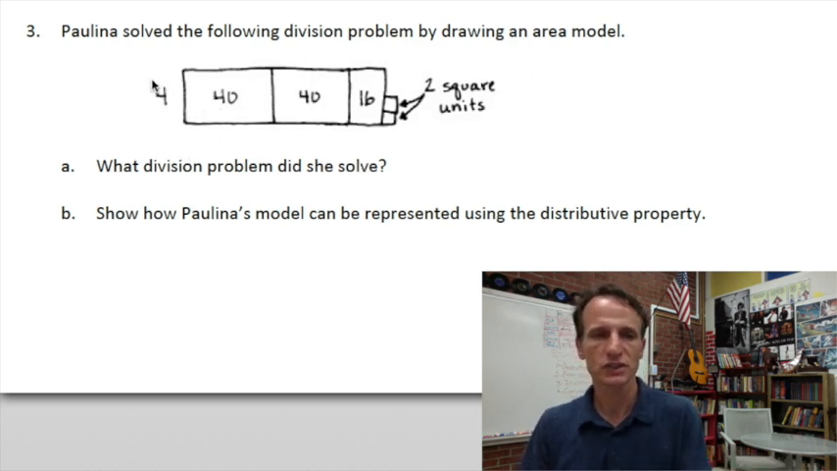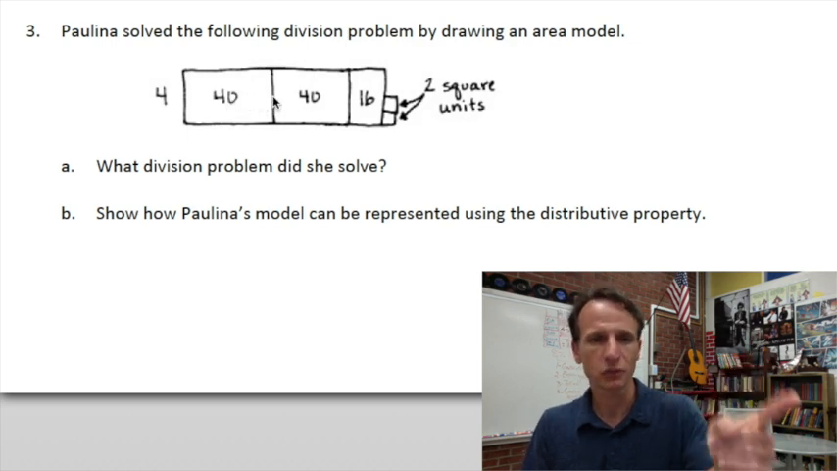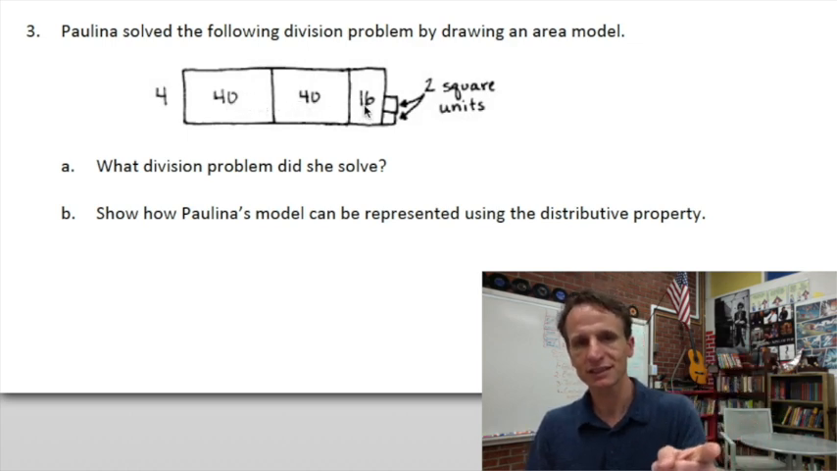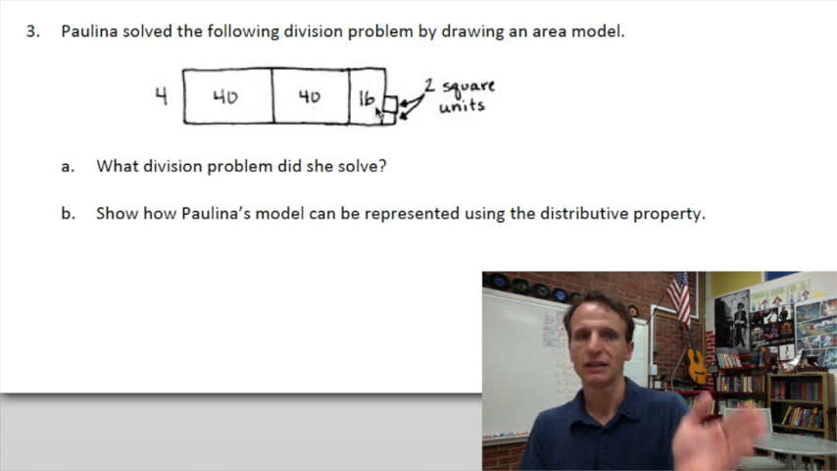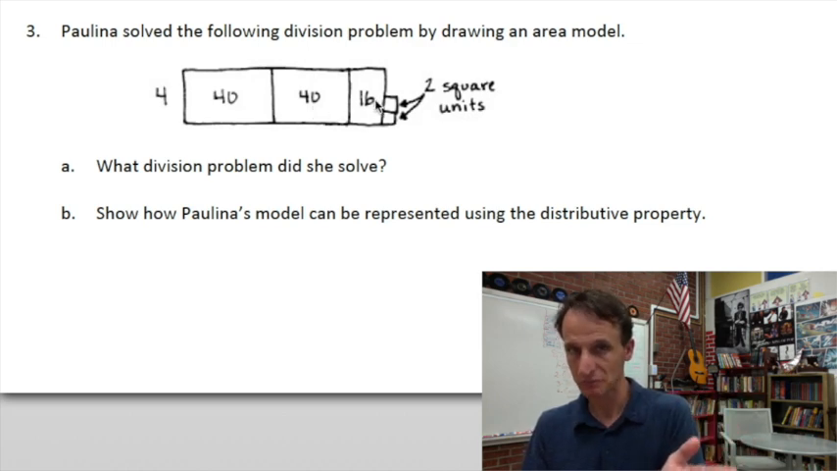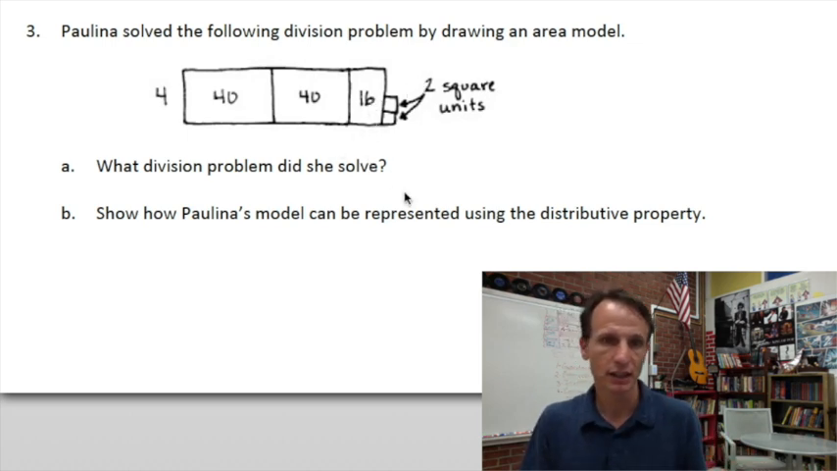First, we see that our divisor is 4. We're dividing by 4. And what are we dividing by 4? That's the tricky part here. 40, 40, 16, and 2. Okay, so 40 and 40 are 80. And 80 and 16, got that? 96, and 2 is 98. So 98 is what we were dividing. That's our dividend. And we are dividing by 4.